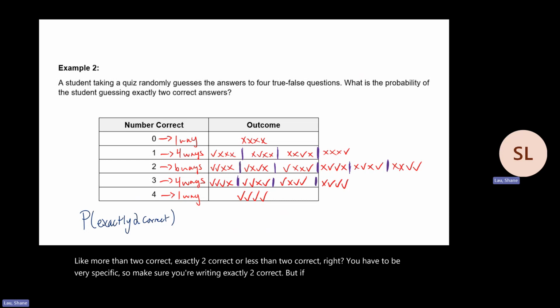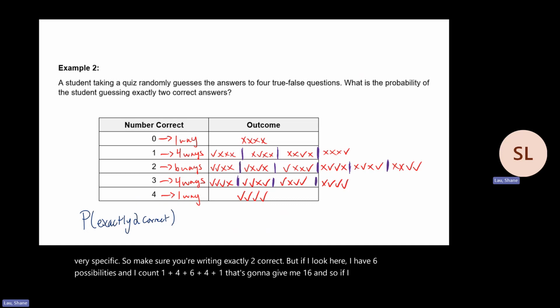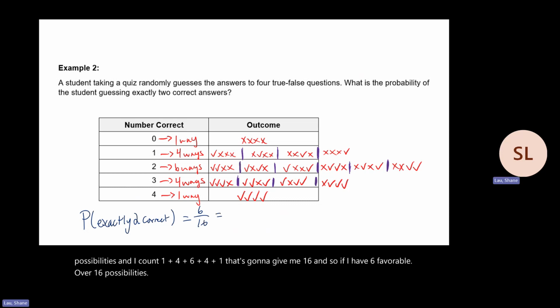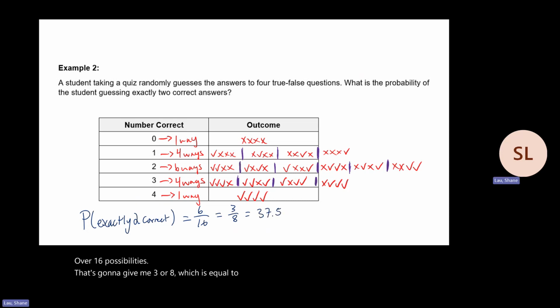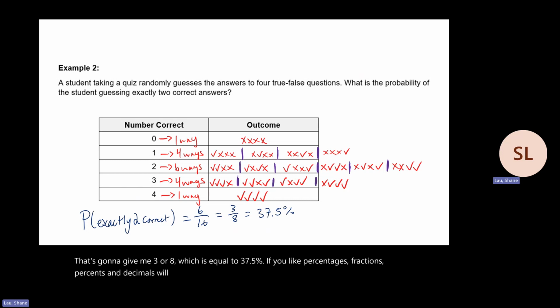But if I look here, I have 6 possibilities, and I count 1 plus 4 plus 6 plus 4 plus 1. That's going to give me 16. And so if I have 6 favorable over 16 possibilities, that's going to give me 3 over 8, which is equal to 37.5%, if you like percentages. Fractions, percents, and decimals will work. It's completely up to you, however way you want to represent your answer, so long as it's the right answer, though. Okay.